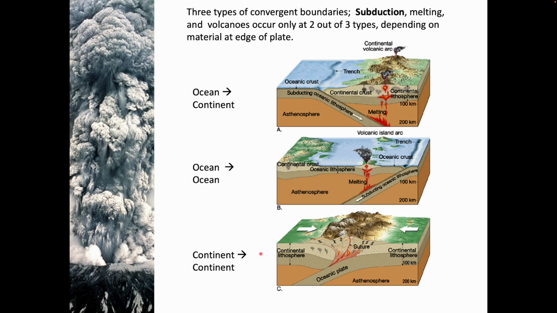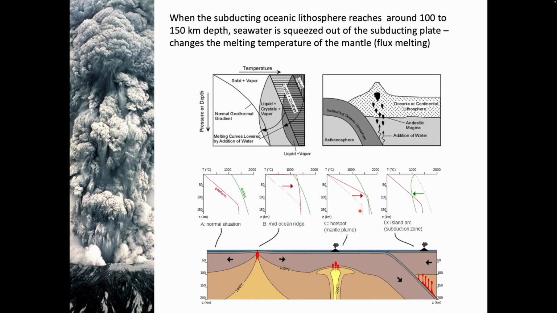And then we have continent-to-continent collision, where we don't have volcanoes, but we do have some melting all the way down just because we're increasing the pressure of these felsic rocks. And we have mountain building, like the Himalayas are the best example of continent-continent collisions probably anywhere in the world. When your subducted oceanic lithosphere reaches around 100 to 150 kilometers depth, seawater gets squeezed out of the rocks of the subducting plate, and this changes the melting temperature of the mantle through a process called flux melting.